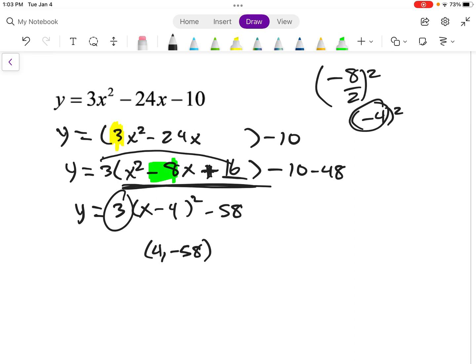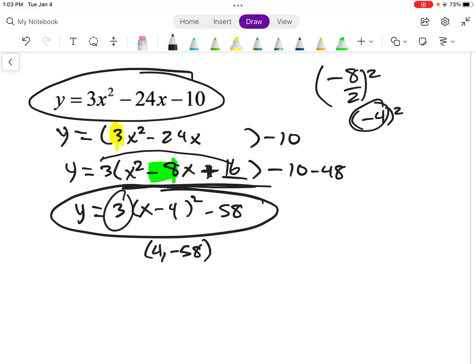So again, the goal we had for today is to take an equation that's in standard form and rewrite it in vertex form. Let me know if you have questions, but hopefully that helps.